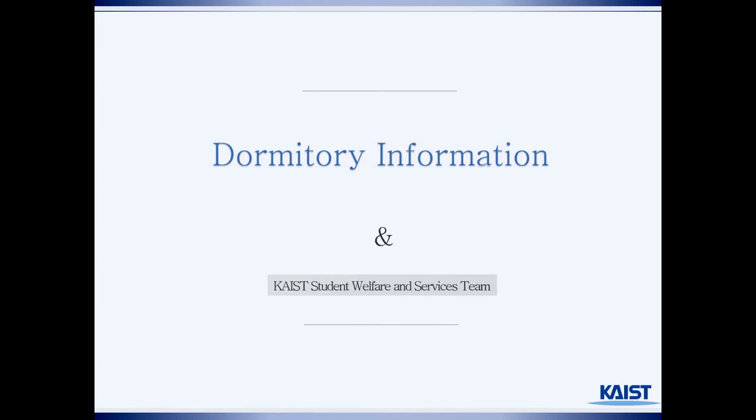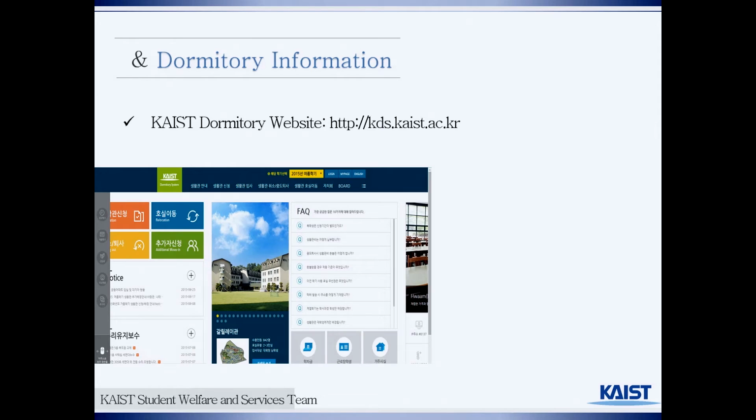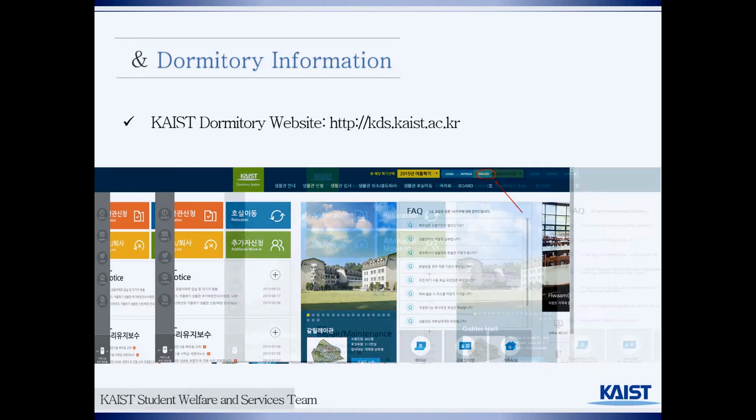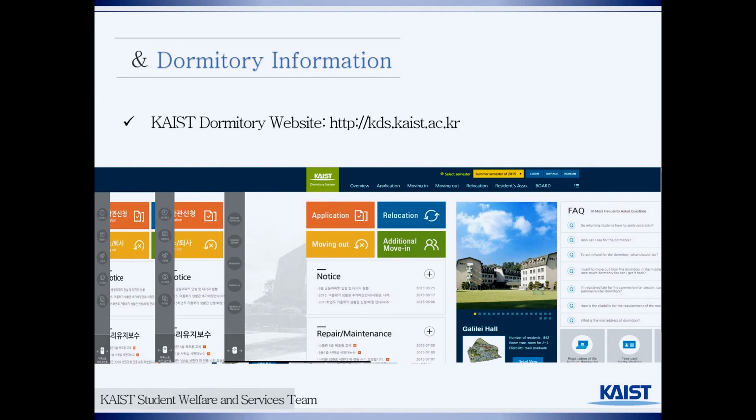Hello. In this video, I'll be talking about the dormitory information by the KAIST Student Welfare and Services team. So the KAIST dormitory website is kds.kaist.ac.kr, and if you first go to that page, it'll be in Korean, but don't panic. If you press the English button on the top right-hand corner, it'll turn into an English website, so everything will be in English.